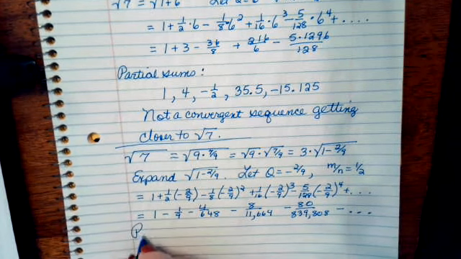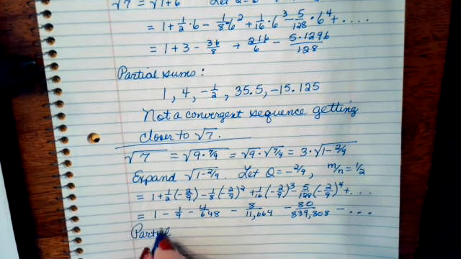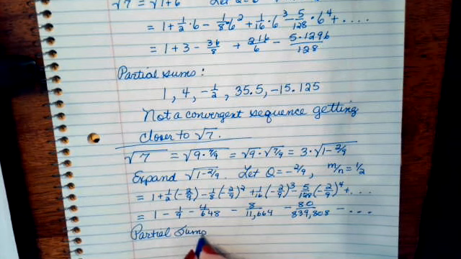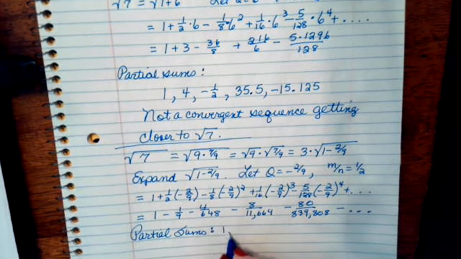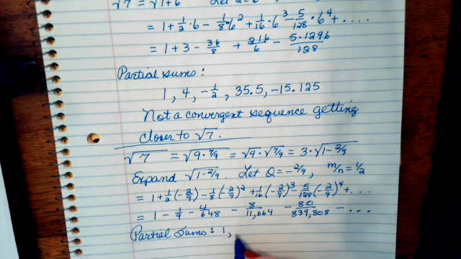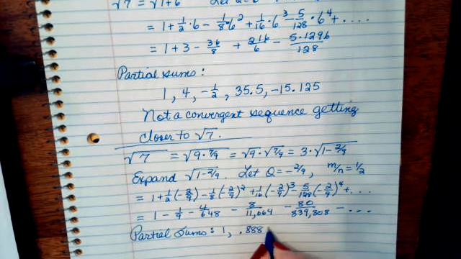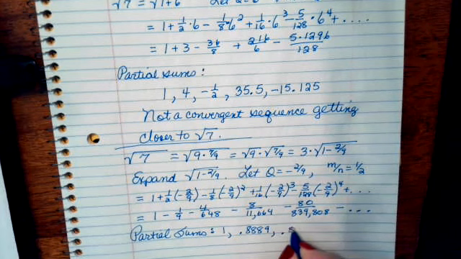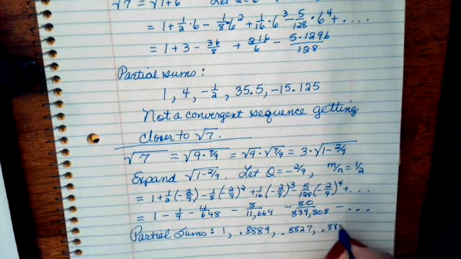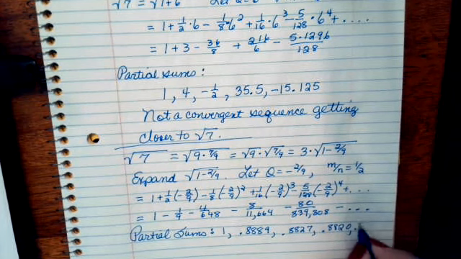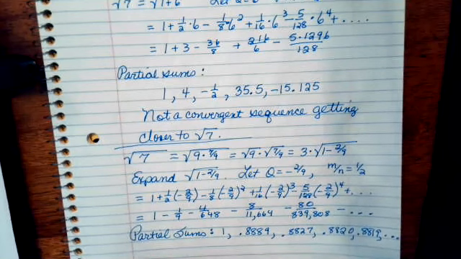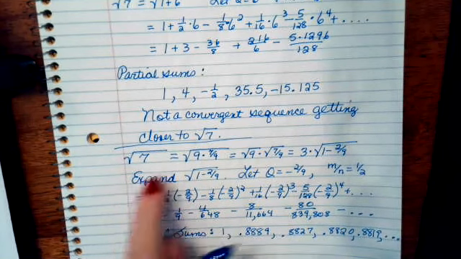My partial sums are 1, and I'm just going to round off to 4 decimal places, 0.8889, 0.8827, 0.8820, 0.8819, and so on. But don't forget, we've got to multiply by 3.